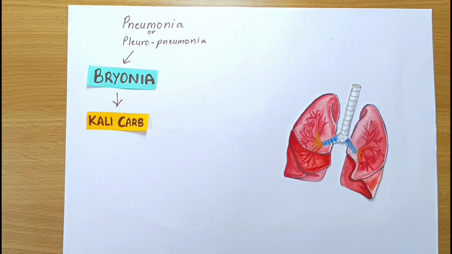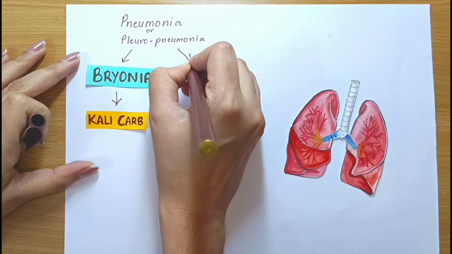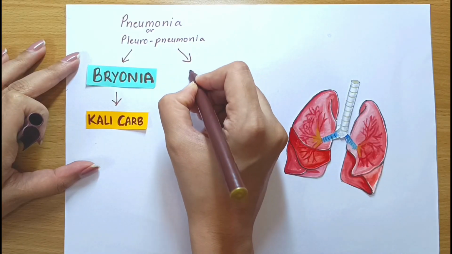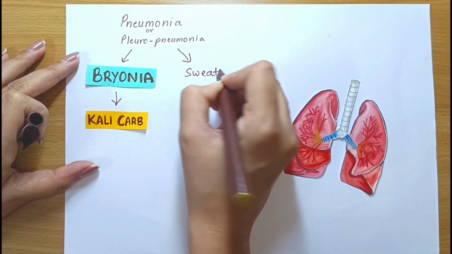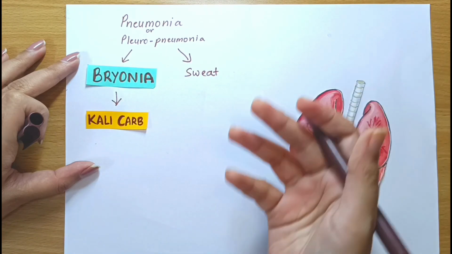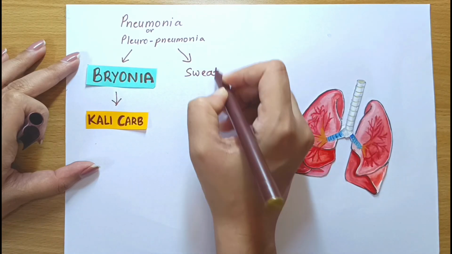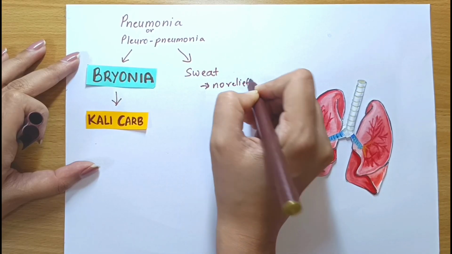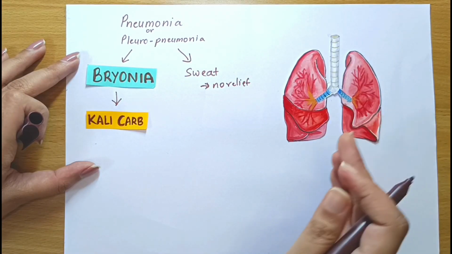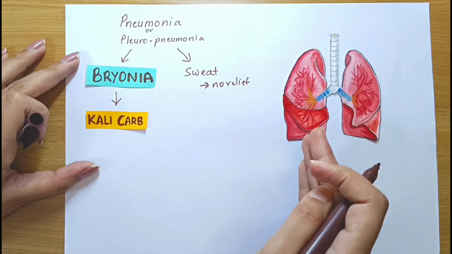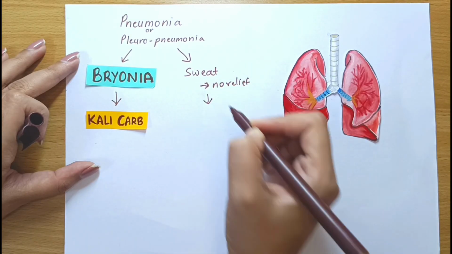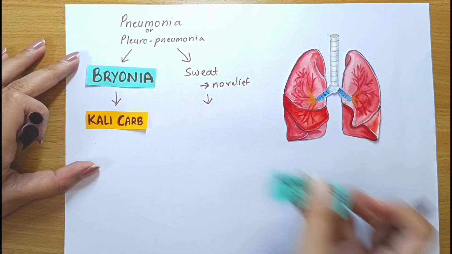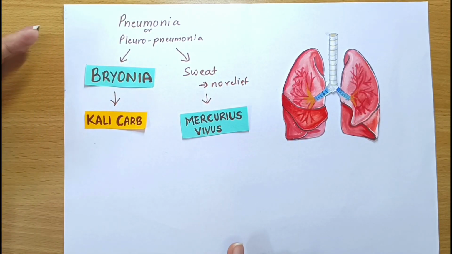Okay, and also while doing this, you also have to remember the other remedies for pneumonia. For example, if you have this patient who comes to you for pneumonia and who has sweat, but it does not relieve the patient, no relief even after sweat. And like we saw in Kali Carb, the affected locality is the right lower lung. Then what remedy do you have to think of? Yeah, it's Merc Sol. It's Merc Viv or Merc Sol, right?